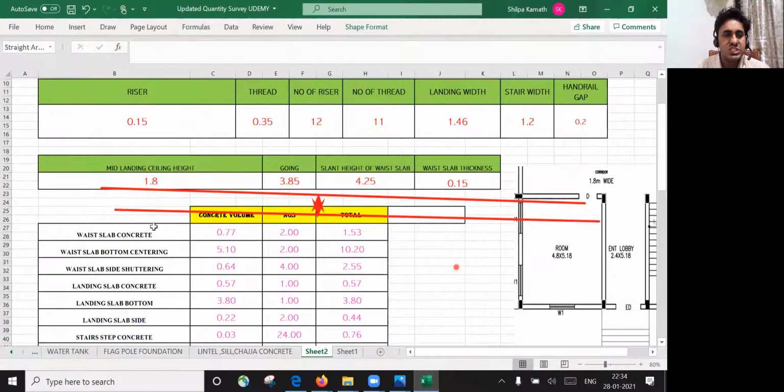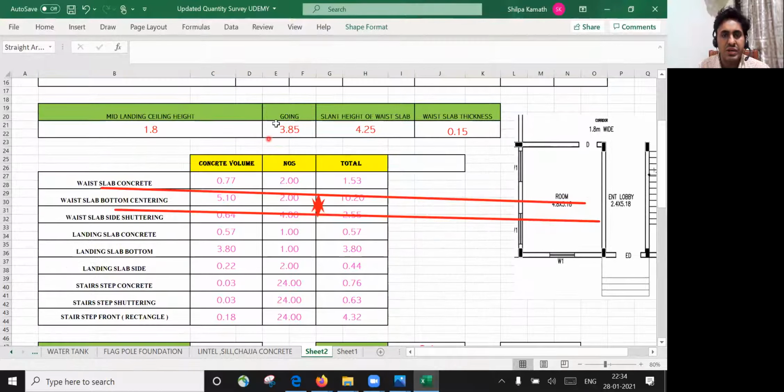The next calculation about the waist slab concrete and other things, we'll see in the next lecture. I hope this is understood up to here.